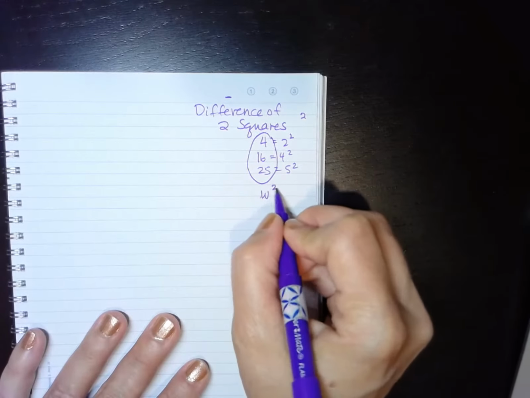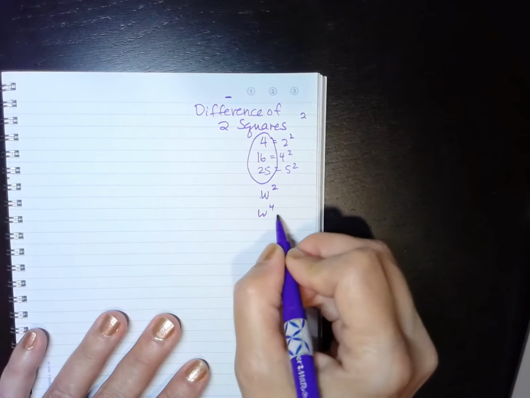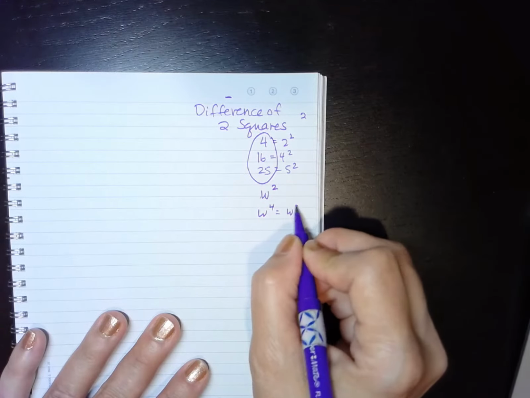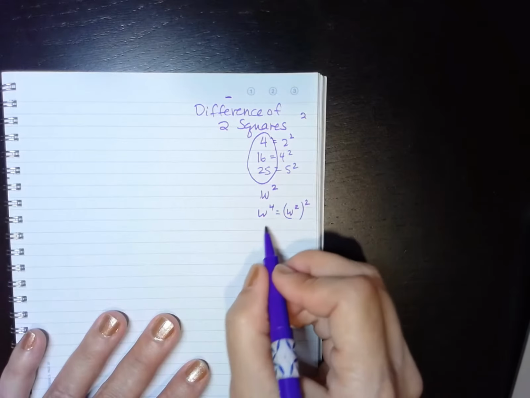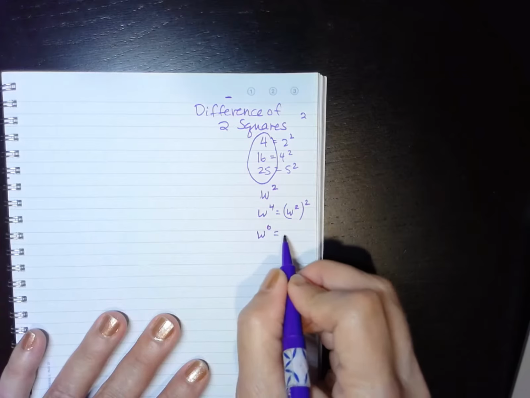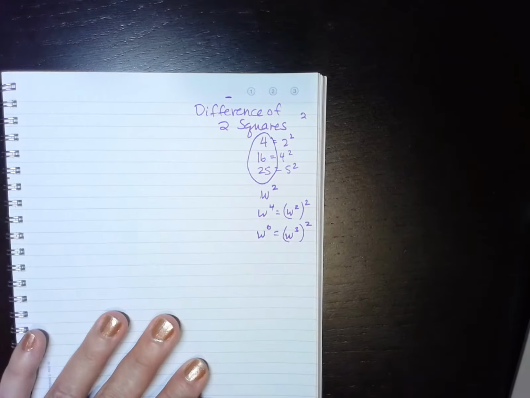Or you could have w squared. Okay, of course that's a square. You could have w to the fourth, because w to the fourth is w squared squared. So any even power, you could have w to the sixth, because w to the sixth is w to the third squared, and so on.